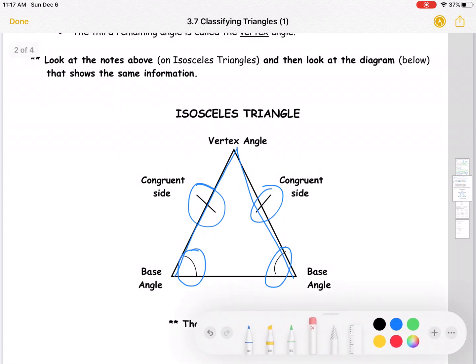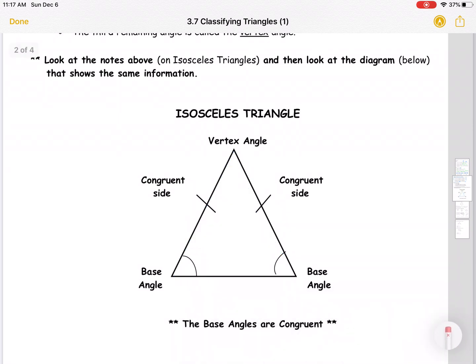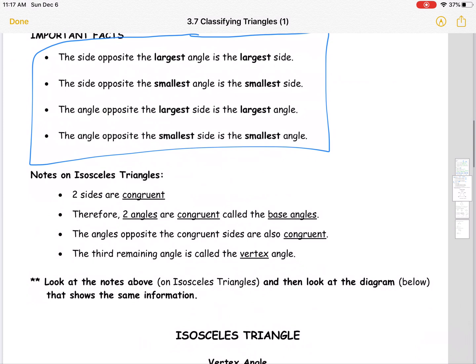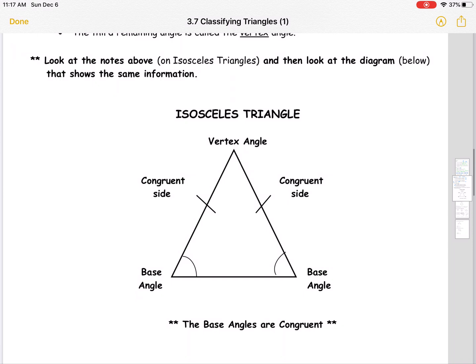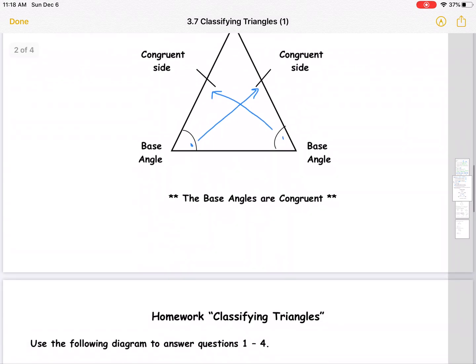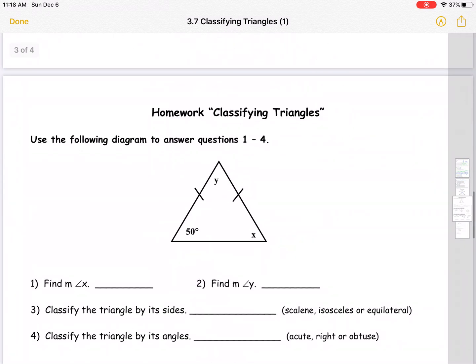Now also recall from this little fact right here, the angles opposite the congruent sides are also congruent. So this angle right here is opposite this side. This angle right here is opposite this side. So these angles are congruent. They're base angles and they are congruent. So now let's put all this together.